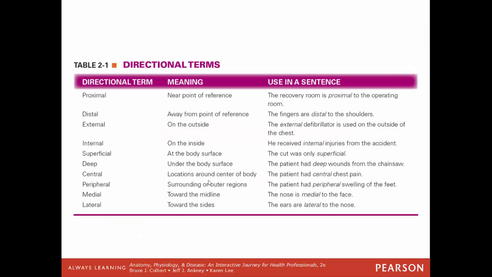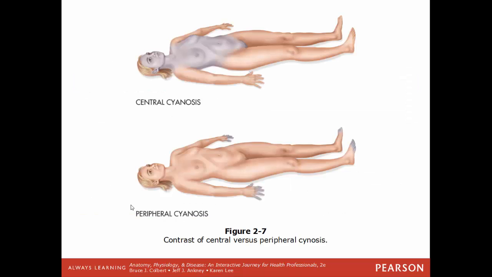All right, here are some common directional terms. These are the ones that we've covered: proximal, distal, external, internal, superficial and deep, central, peripheral, and medial, lateral, and it has their meanings here, how they're correctly used in a sentence. It's a very, very beginning list of directional terms. Here's an example. Both of these figures have a type of cyanosis, or a bluish tint to the skin. One on top here, central cyanosis. Central because it's toward the center of the body.